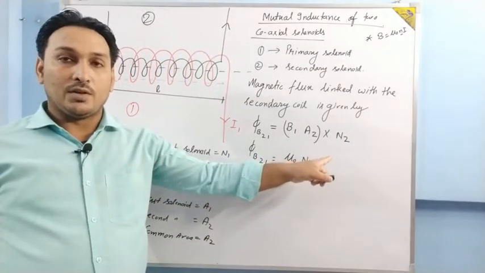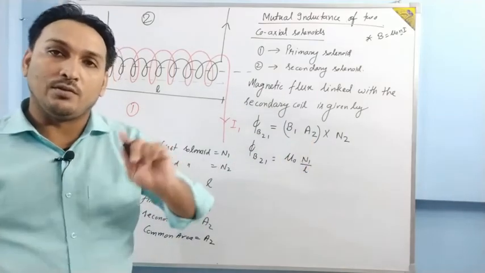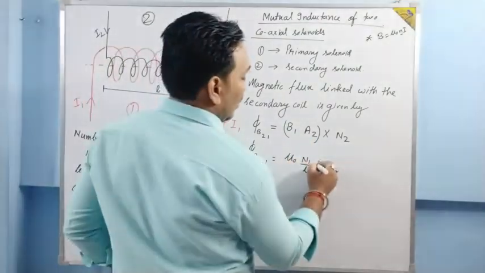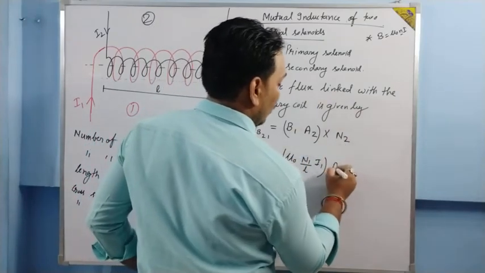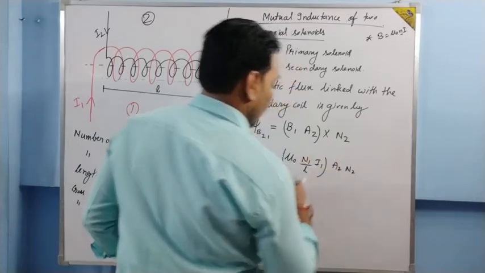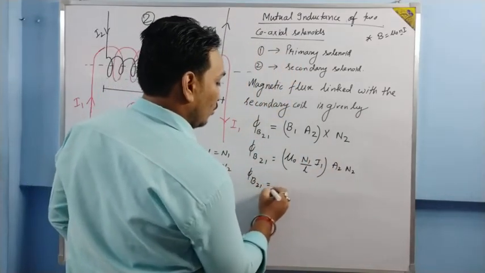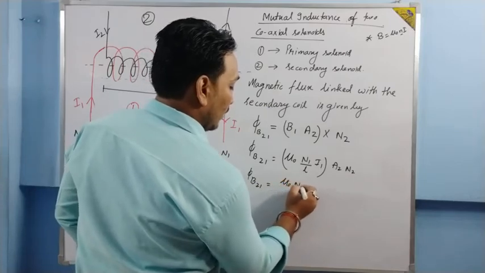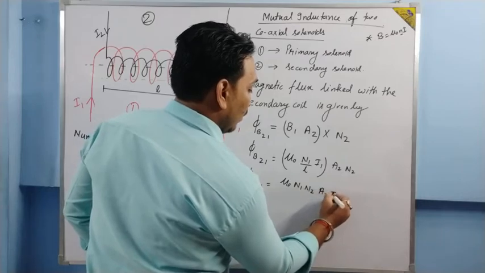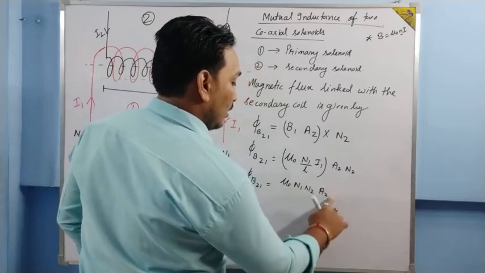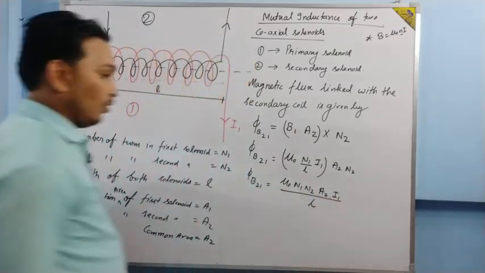N1 is the total number of turns, L is the length, so N1 upon L is the number of turns per unit length. Multiply by I1. This is the value of B1 only. Now A2, N2. Now let us put all these things together. We will have phi B21 is equal to mu naught N1 N2 A2 I1 upon L. Okay.